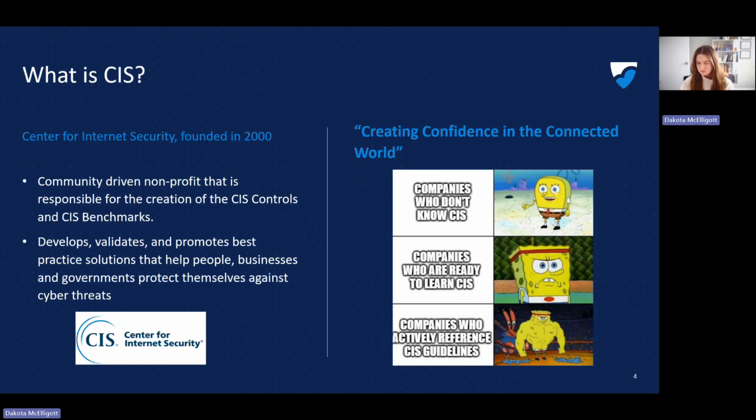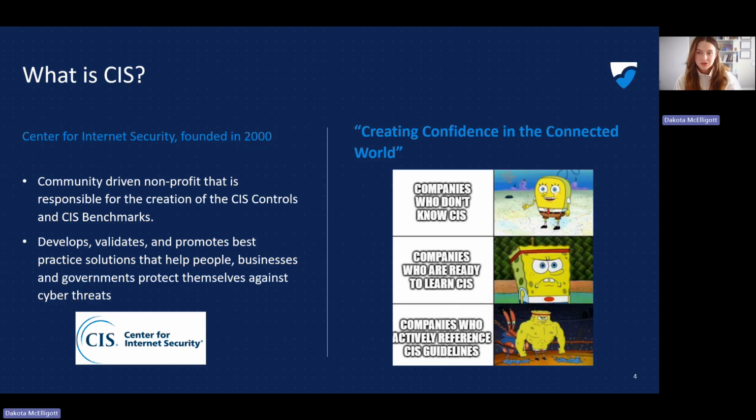So what is CIS? Before we get into anything Microsoft 365 related and how we evaluate configurations, let's take a quick step back and level set on what CIS actually is, because this is the foundation of everything that we're going to be talking about today. CIS stands for Center for Internet Security. It is a community-driven nonprofit that was founded in 2000, and it is the organization responsible for developing the CIS benchmarks and the CIS controls.